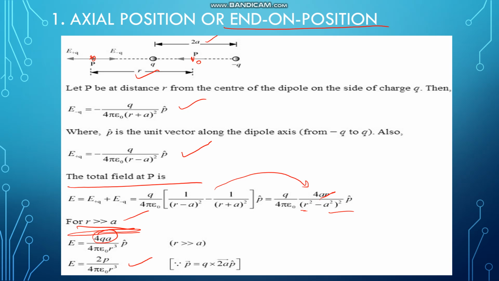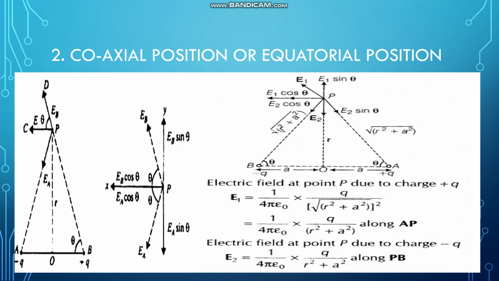So if we take the medium of this system other than air or vacuum, in that case we have to take the constant 4 pi epsilon naught k, where k will be the dielectric constant of that medium. This is the first topic. Now see coaxial position or equatorial position.